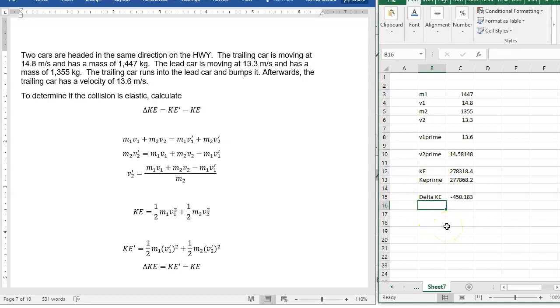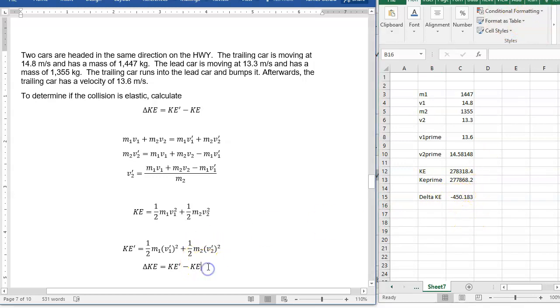And so we've got a loss of kinetic energy in the problem. A loss of kinetic energy means that this collision is inelastic. And what Canvas is looking for is this number right here, minus 450 joules. And that's it for this problem.